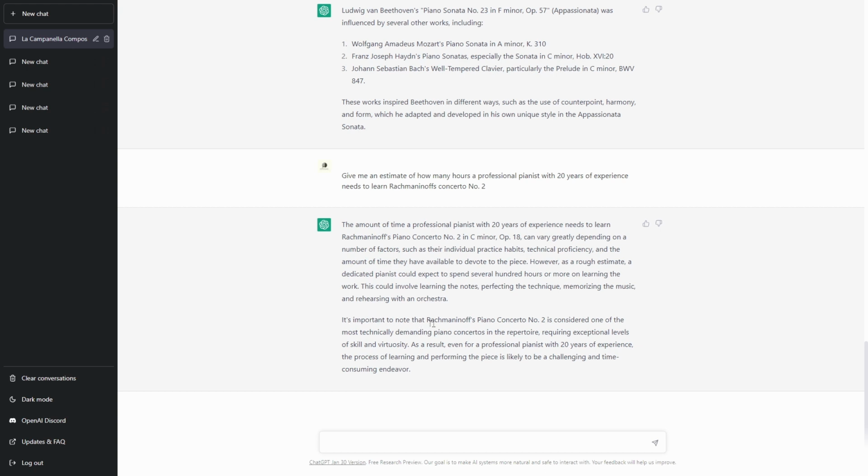It's important to note that Rachmaninoff's Piano Concerto No. 2 is considered one of the most technically demanding piano concertos in the repertoire. Okay, requiring exceptional levels of skills and virtuosity. So that's interesting. I think professional pianists would agree that it is not considered one of the most technically demanding piano concertos. It's of course by no means easy or anything like that, but if we're talking about considered one of the most technically demanding piano concertos, then I don't think people are going to mention the Rachmaninoff second concerto.